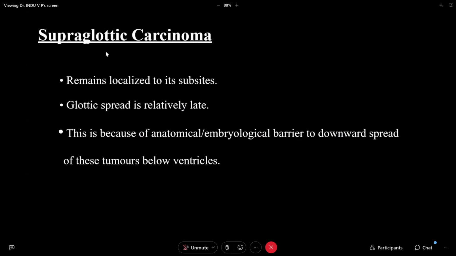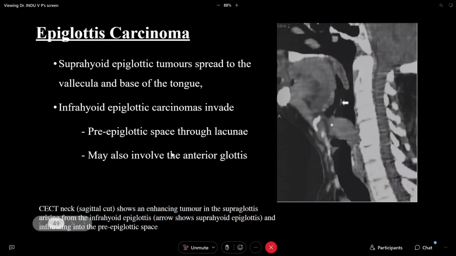So supraglottic carcinoma usually remains confined to its subsite, and the spread of supraglottic carcinoma towards the glottic side is actually relatively late. This is because of the anatomical and embryological barriers. The epiglottic carcinoma, suprahyoid epiglottic tumors have a tendency to spread towards the vallecula and base of tongue. Infrahyoid epiglottic carcinomas have a tendency to spread into the pre-epiglottic space and anterior glottis.